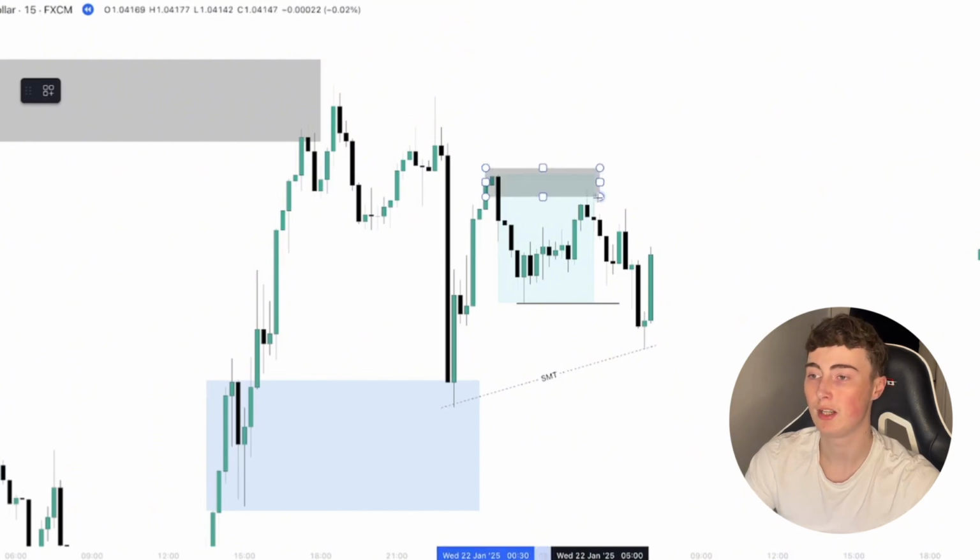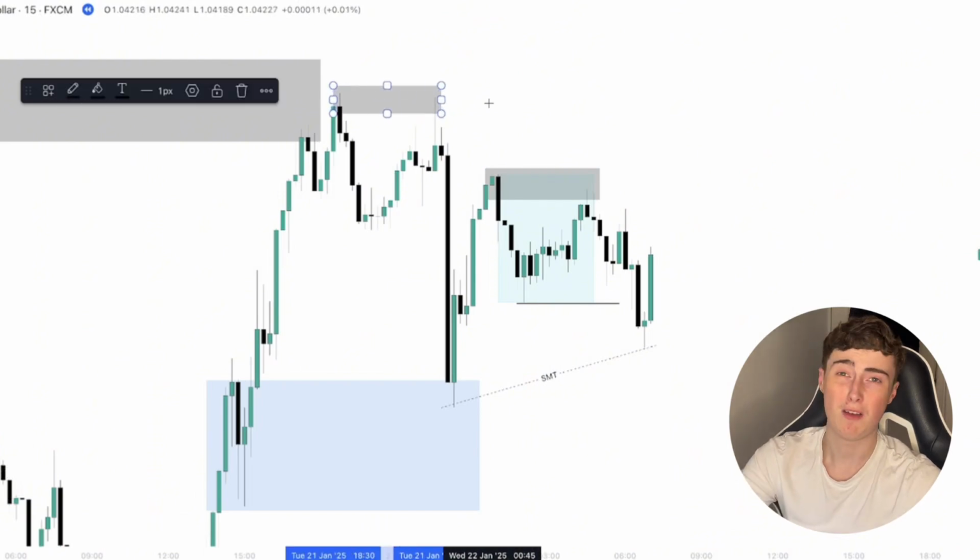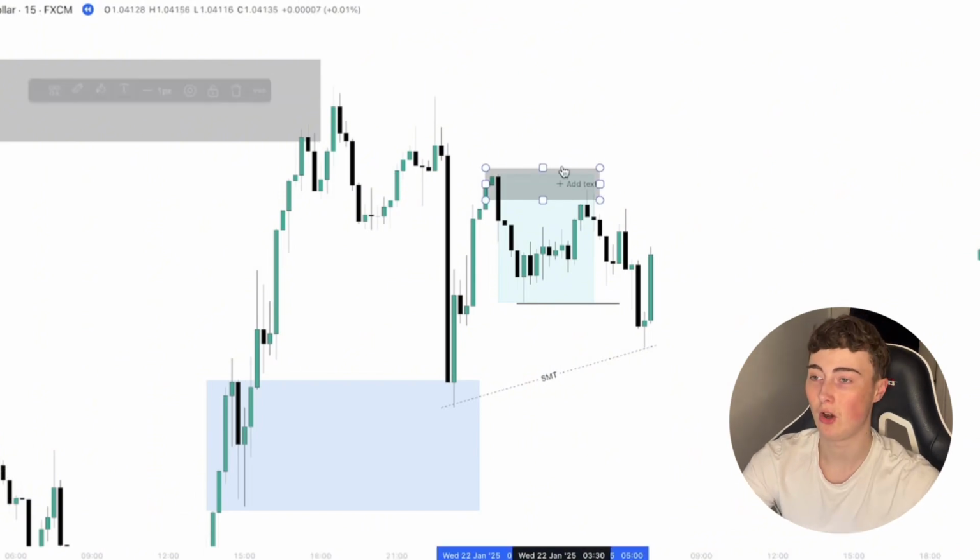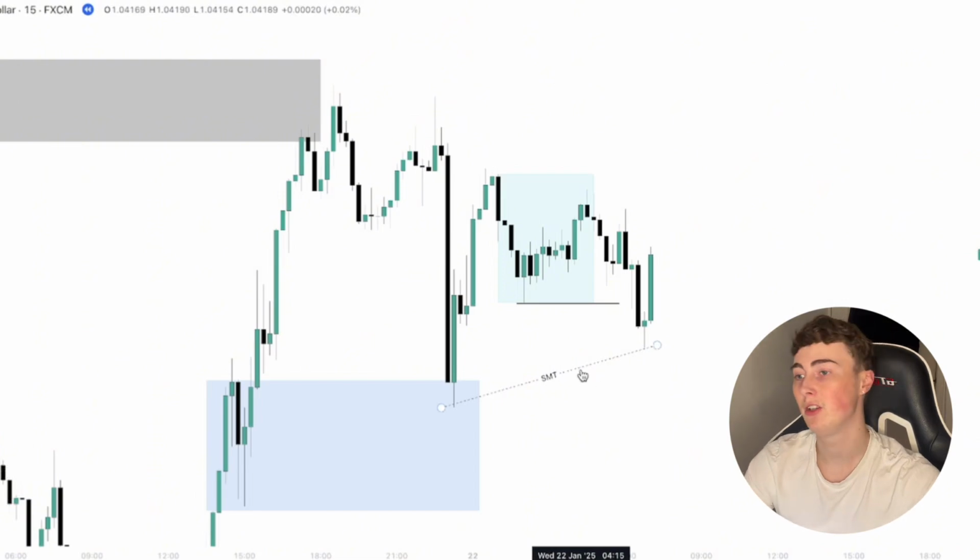So we have these relative equal highs here. We also have relative equal highs here that were built up previously the evening before. So we have a bunch of low resistance liquidity to target. We have a nice manipulation within the buy zone.